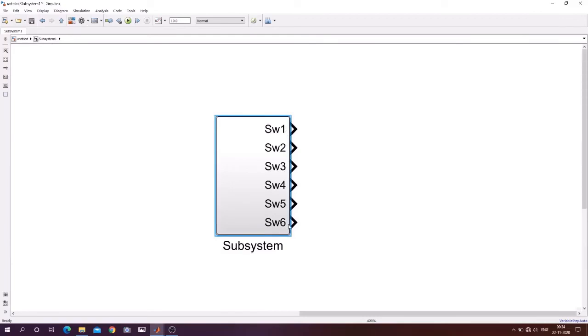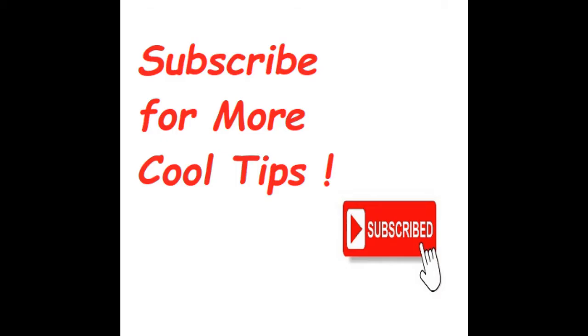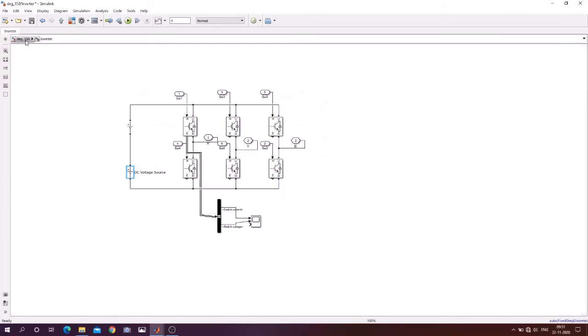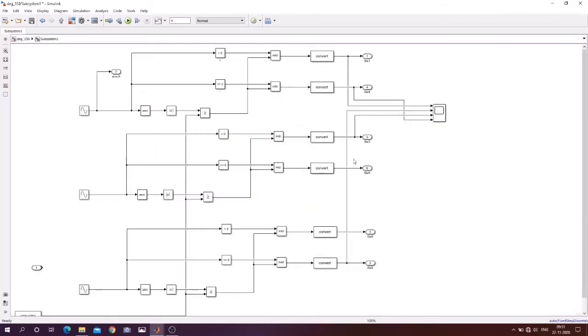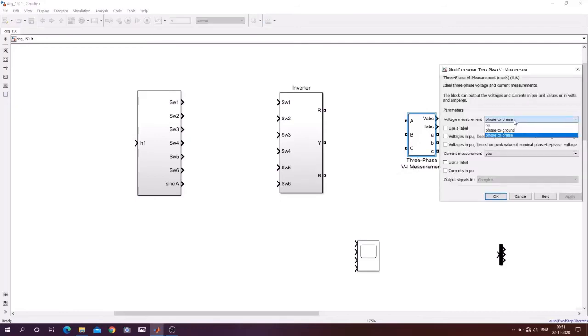So we move on to the next section where we will assemble all parts to get the result. We will assemble all the things and see the result. So this is the inverter that we have made. This is the control block that we have made. And I have taken a three-phase VI measurement. Here you can change it from phase to ground, phase to phase. Okay, I will keep it in phase to phase.